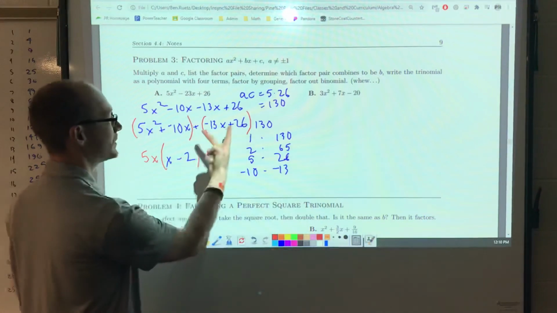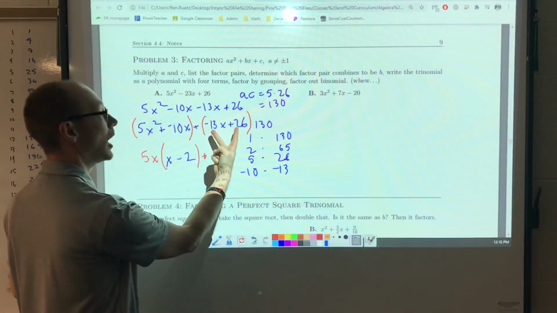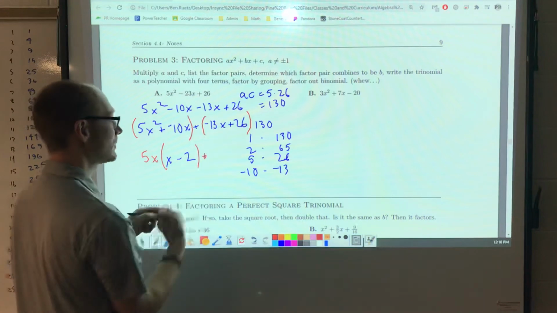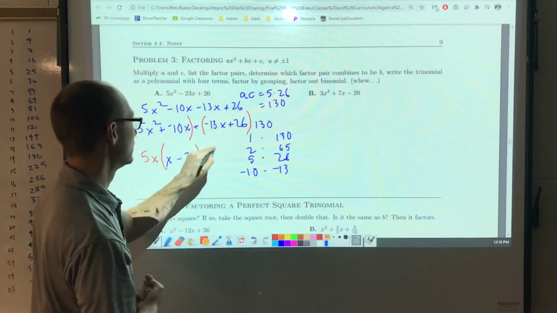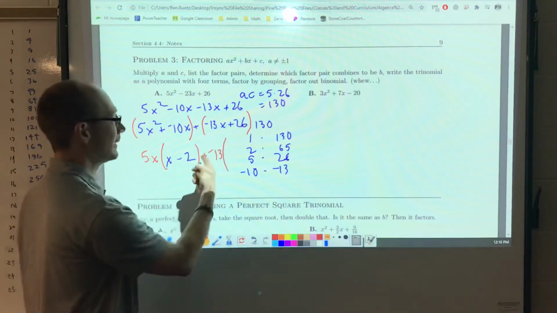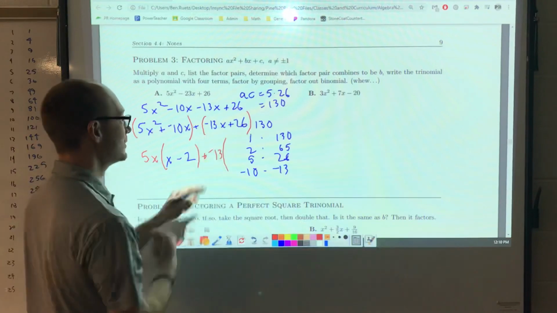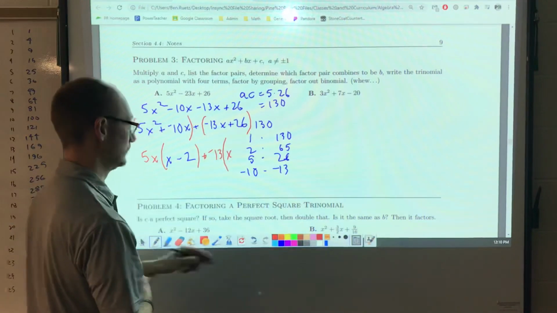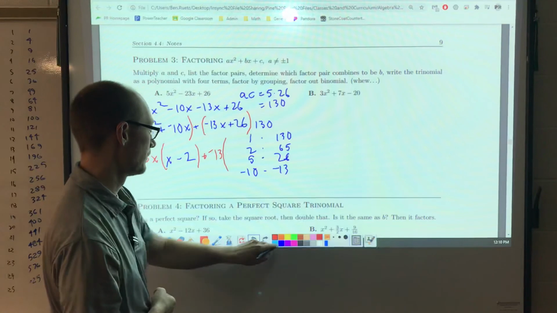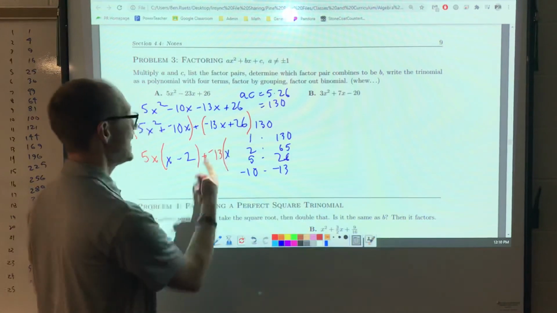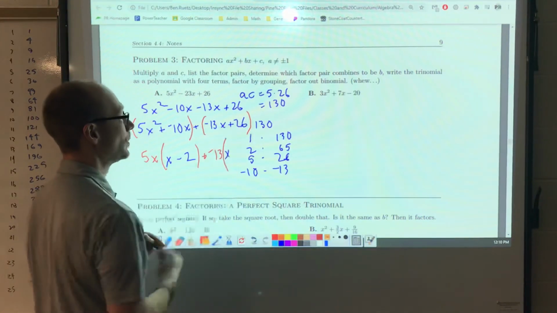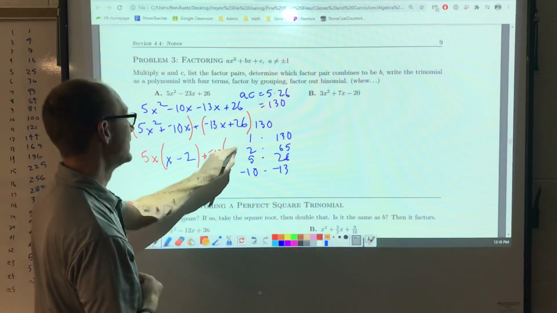Plus, what's in common between these? A 13. I'm actually going to factor out a negative 13. Negative 13 times what gives you a negative 13x? X. Oops, wrong color. Sorry. And a negative 13 times what gives you a positive 26? A negative 2.